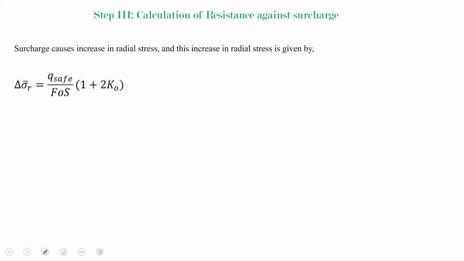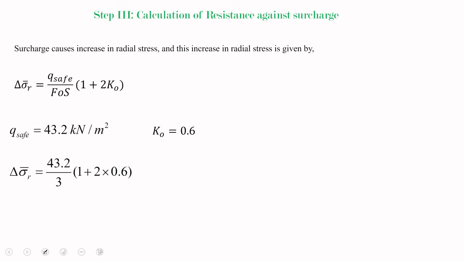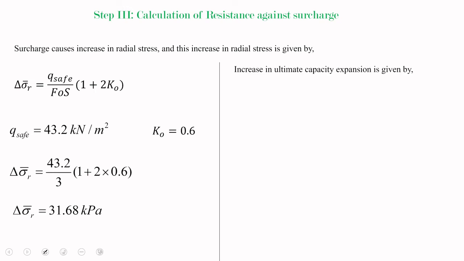Delta sigma r bar will be equal to Q safe upon factor of safety into bracket 1 plus 2 K0. What is K0? K0 is the coefficient related to effective stresses, which we already know. Q safe we know, and the factor of safety we already know. So Q safe will be 43.2 kilonewton per meter square, and K0 will be equal to 0.6. Substitute the values and get delta sigma r bar. It will come around 31.68 kilopascal, which we have already calculated.